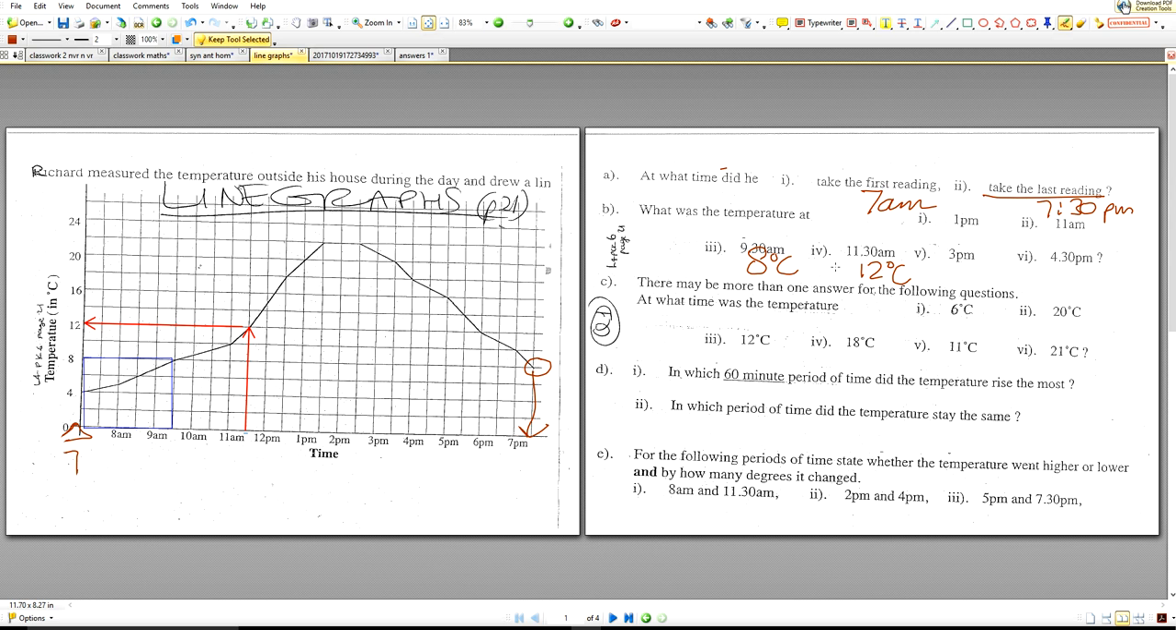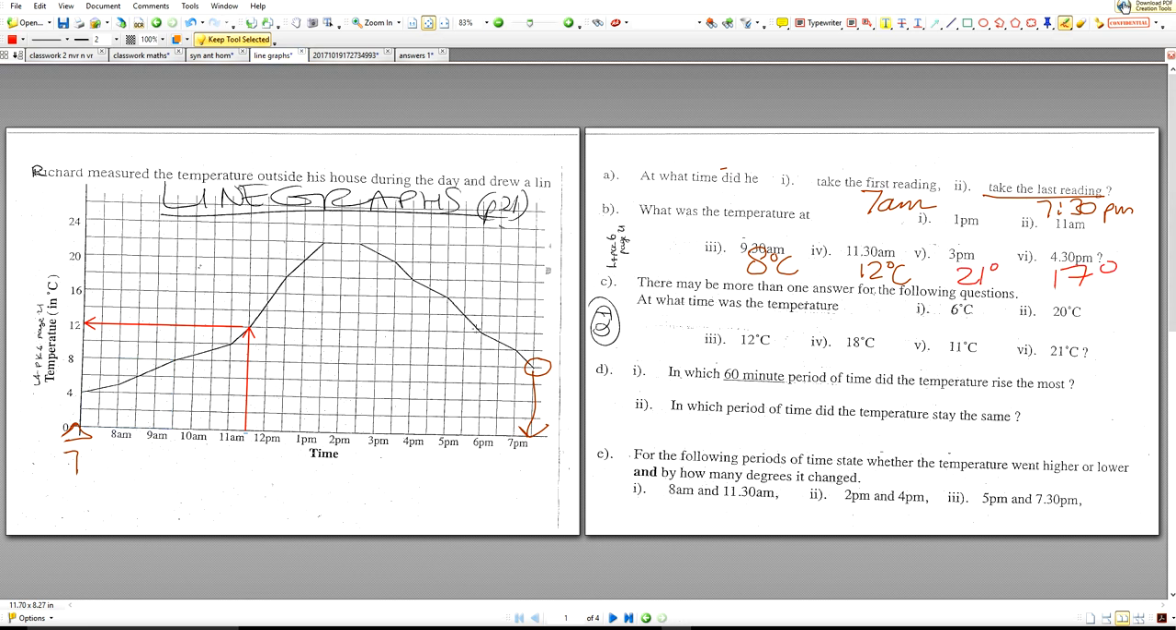Okay, so for 3 p.m. and 4:30 p.m. we also need to go up to here and then go across. Okay, let's give that and put some proper lines on there. Okay, let's come back now.